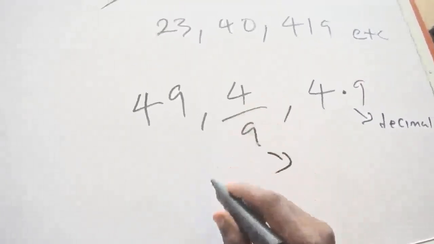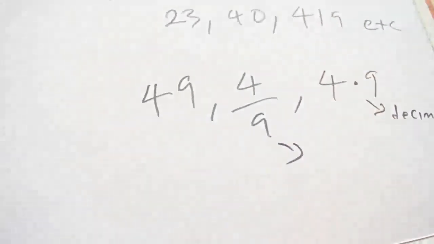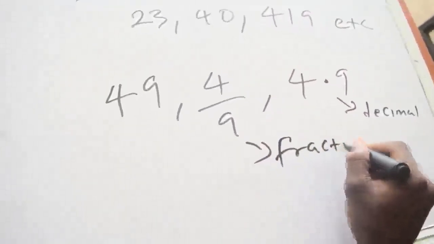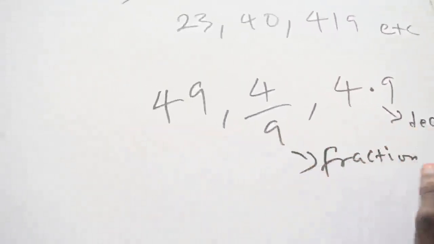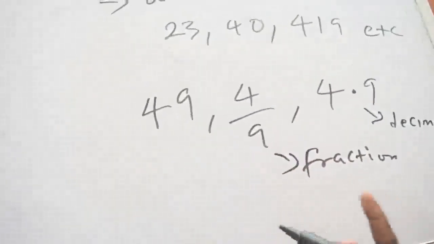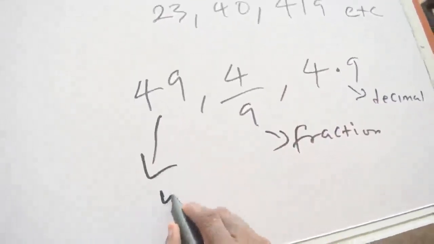Then this one, since it has two separate parts, this one on top is the numerator, this one below is said to be the denominator. So this is a fraction. This one has no denominator greater than 1. It also has no decimal point, so it is said to be a whole number.